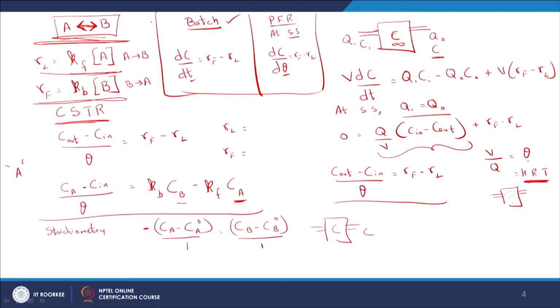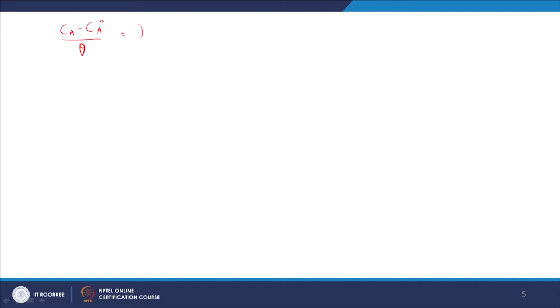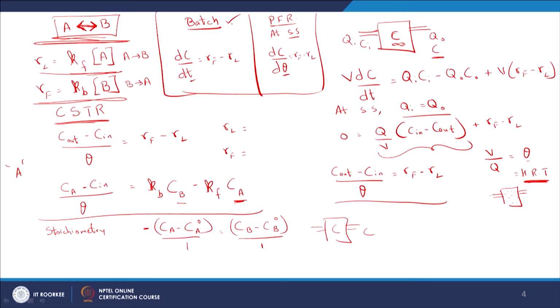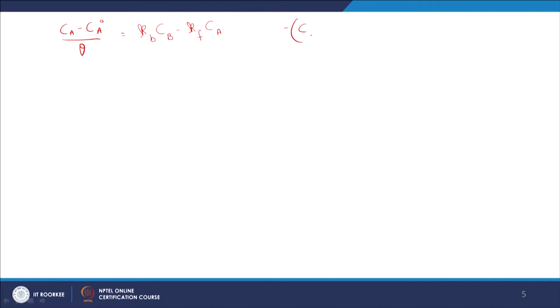So, Ca minus Ca naught by theta is equal to KB CB minus Kf concentration of A. And what is the stoichiometry? Minus of Ca minus Ca naught is equal to obviously going to be equal to Cb minus Cb naught, right. So, let us try to transform this and solve for our particular equation.